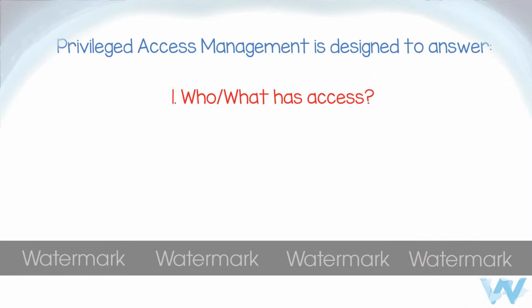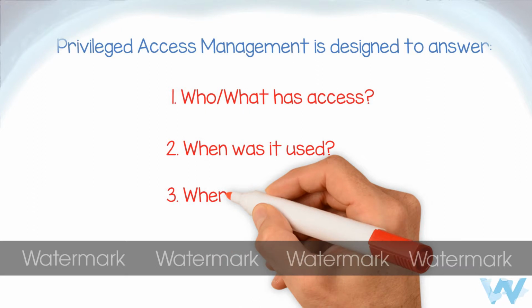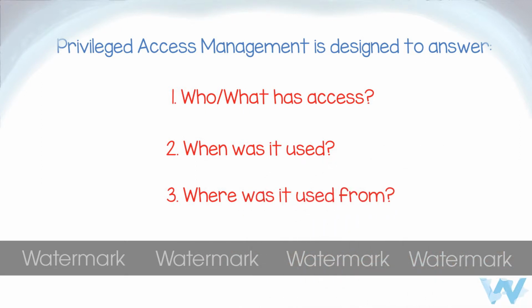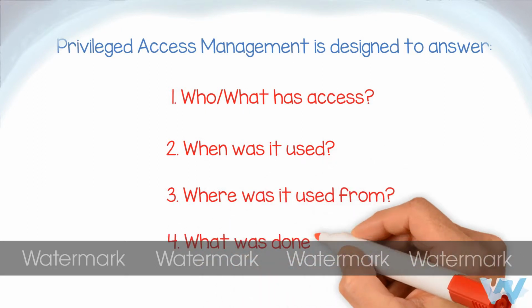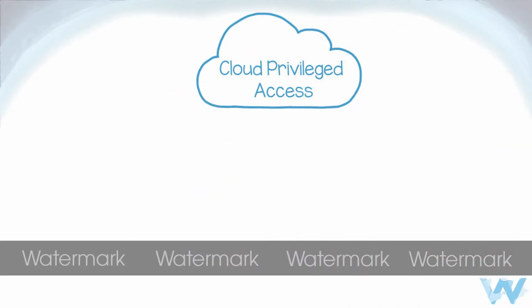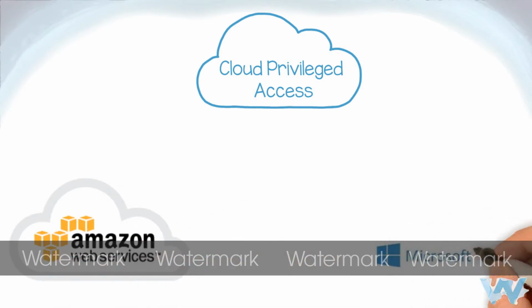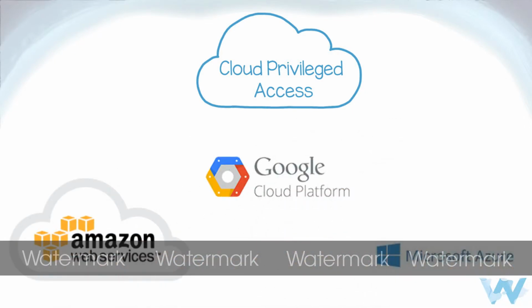Who and what has access? 2. When was it used? 3. Where was it used from? 4. What was done? In this video, we'll focus on cloud privileged access for infrastructure service providers like Amazon Web Services, Microsoft Azure, and Google Cloud Platform.